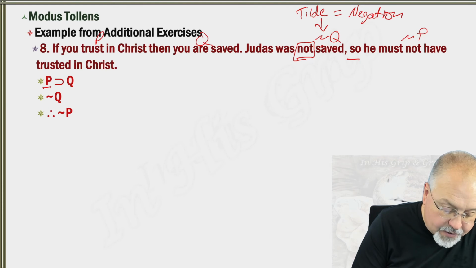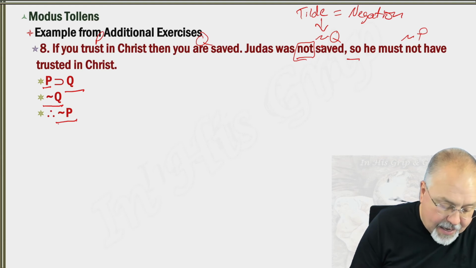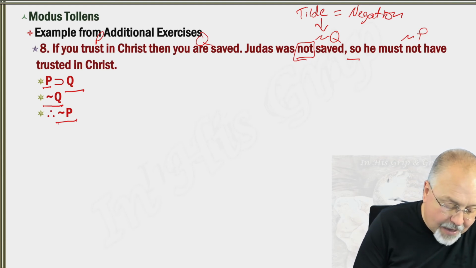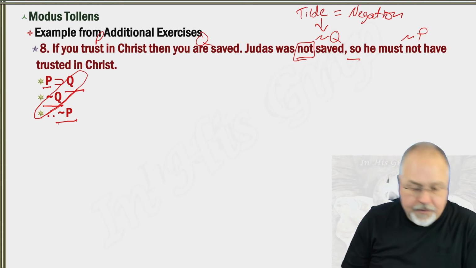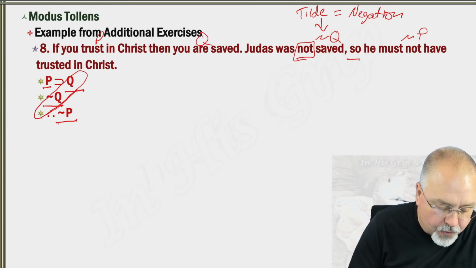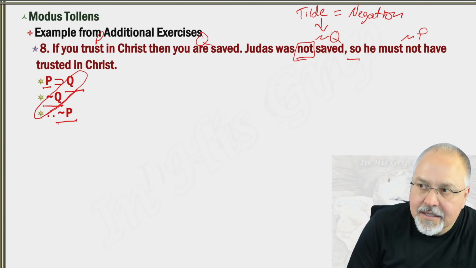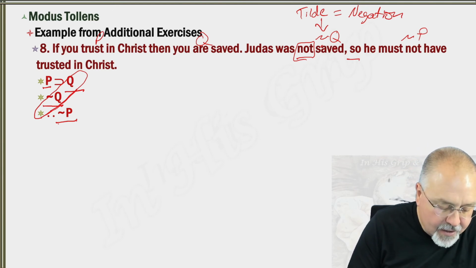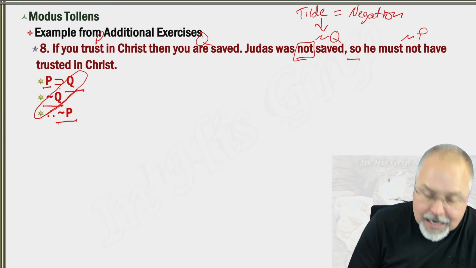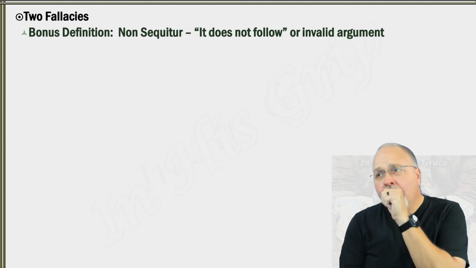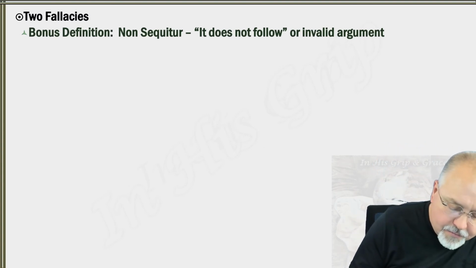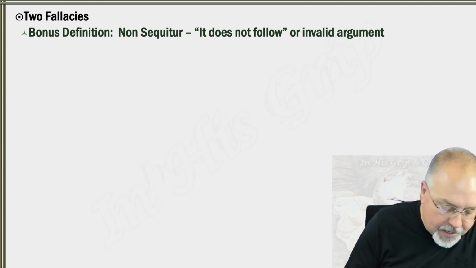If you trust in Christ, then you are saved. Judas was not saved, therefore he must not have trusted in Christ. Now, this is always modus tollens, always negative, and it must always be with the consequent. The first one on the left side of the horseshoe is the antecedent, like anterior, antecedent, and then after that is the consequent. Okay? Let's move along. Now there's two fallacies that go with this. And this is maybe where you get potentially a little tripped up, but it matters, right?